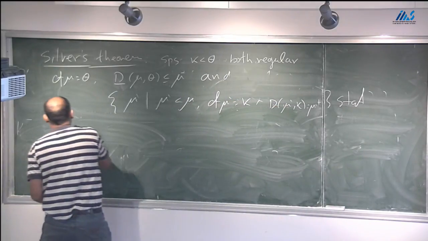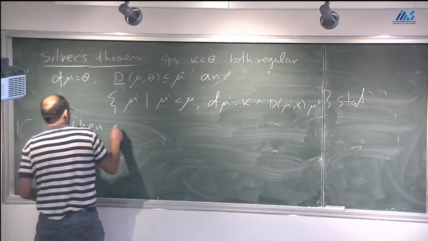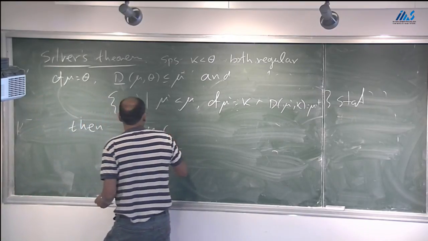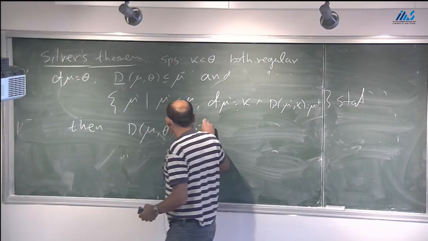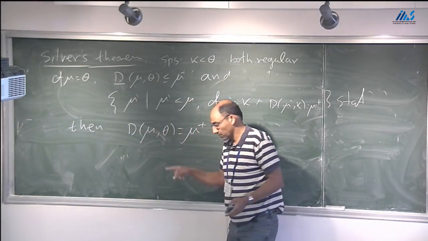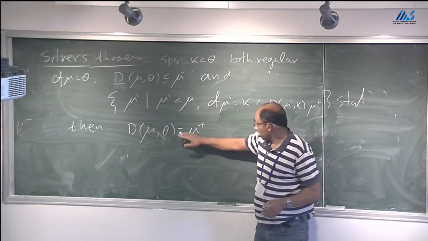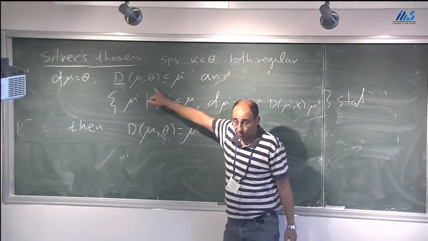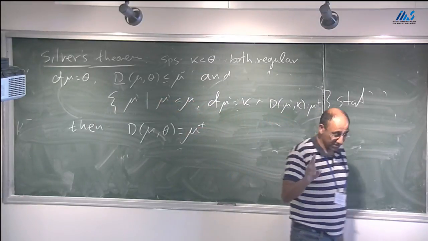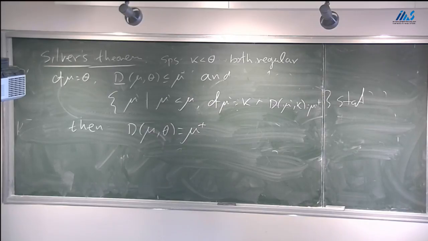Okay, then density mu theta is mu plus. I mean, it cannot be less by diagonalization. Density is at most lower density. That's why you have it there. But please observe that I'm not assuming it is a strong limit. I don't need to. Okay?